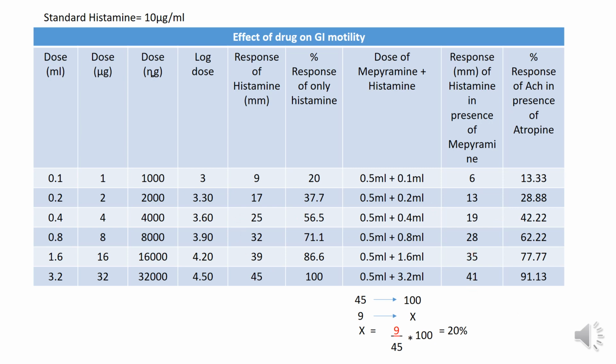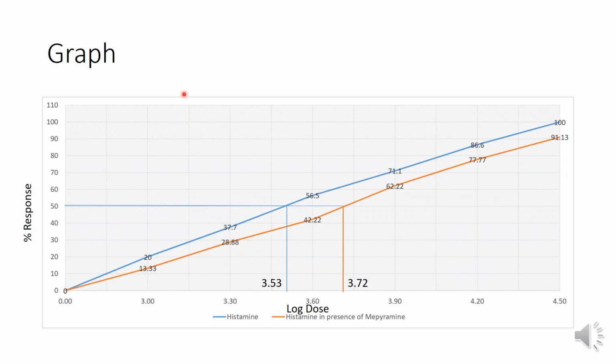Then we'll plot a graph. You can clearly see here this blue line indicates the histamine. Then this is the histamine in the presence of meperamine. In this, the x-axis is the log dose and this is the percent response. So you will get this.